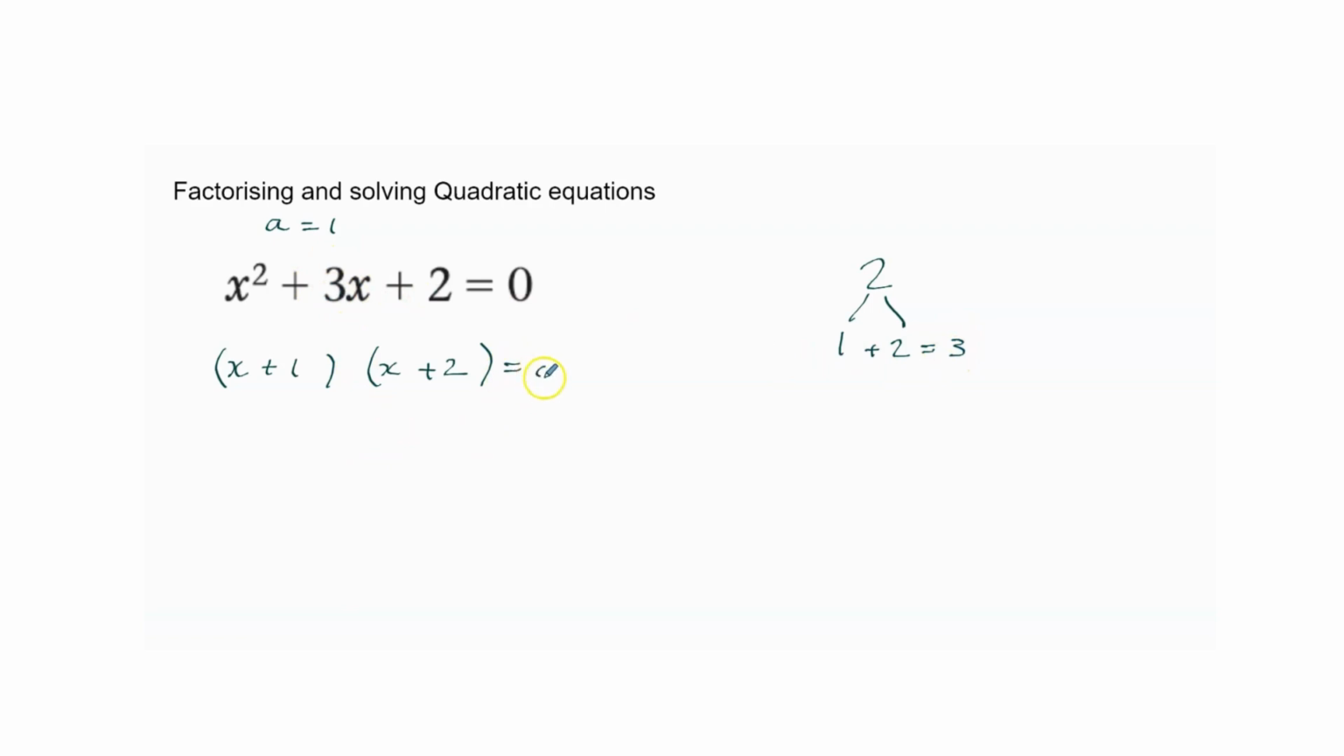So that equals 0. Hence x plus 1 equals 0, or x plus 2 equals 0. So x equals minus 1 or x equals minus 2. Let's look at another example.